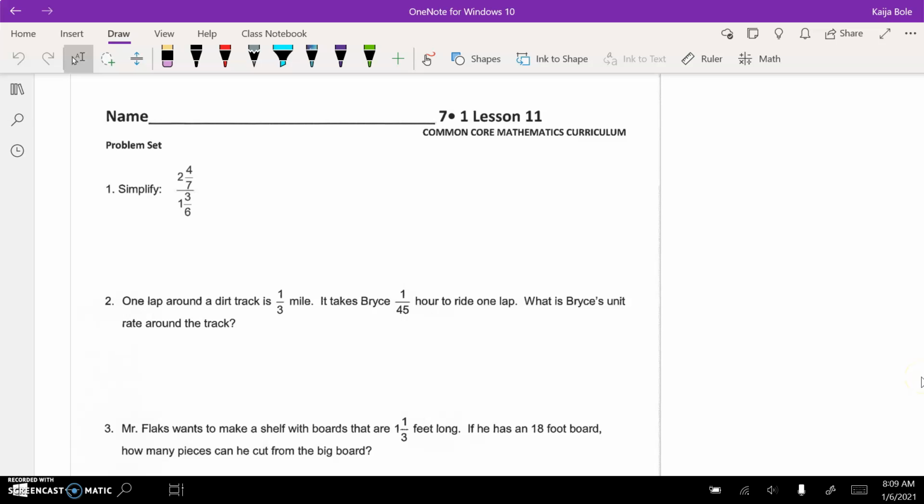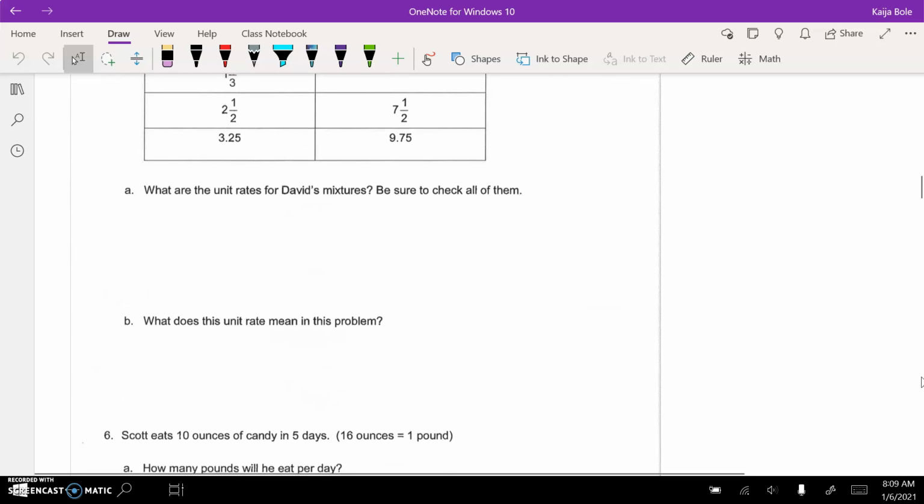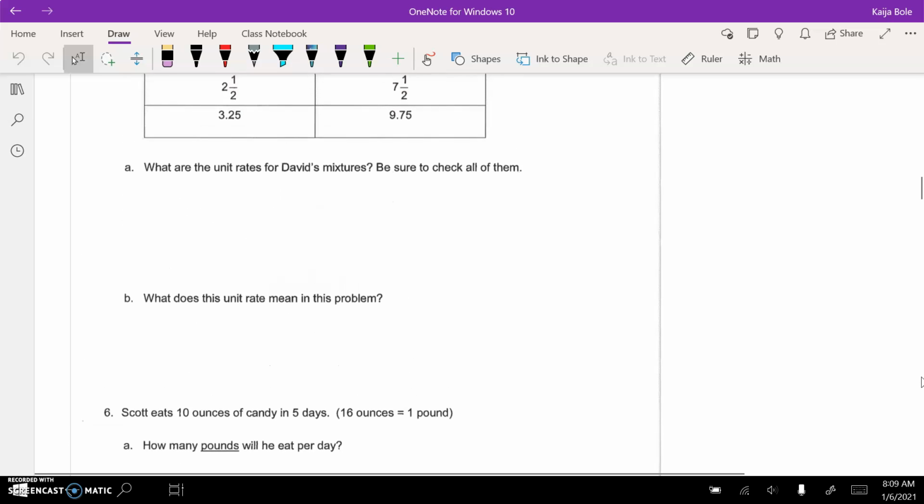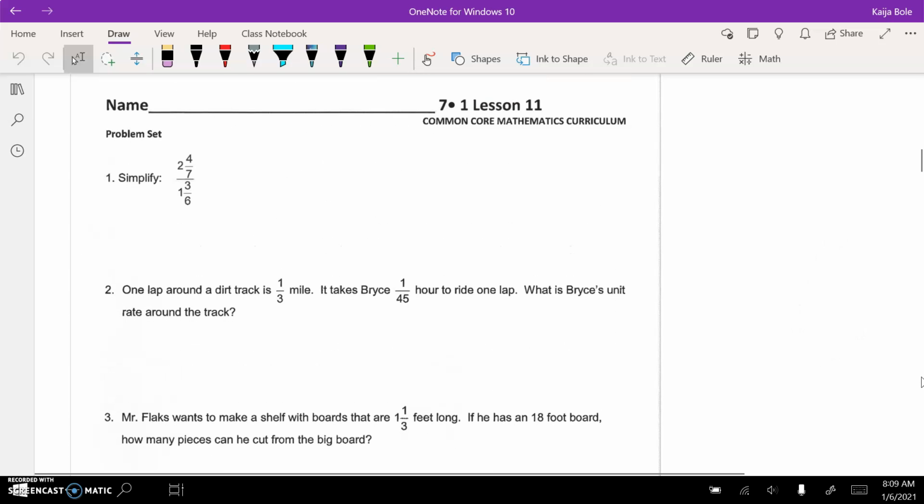Okay, here we are on the classwork for 1.11. Goal for today is to do 1 through 6, which is all of them. I know it seems like a lot, but the font is a little bigger, so they're important questions. The first question is just what we did yesterday, so just straight up simplifying, so I'm not going to talk about that one.